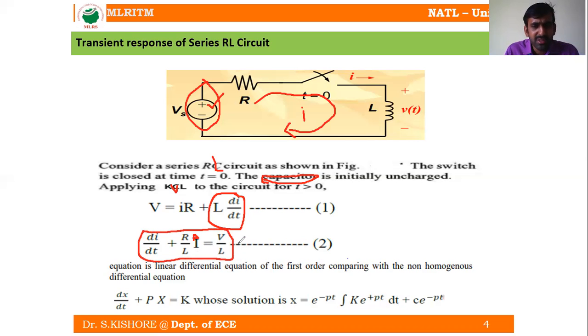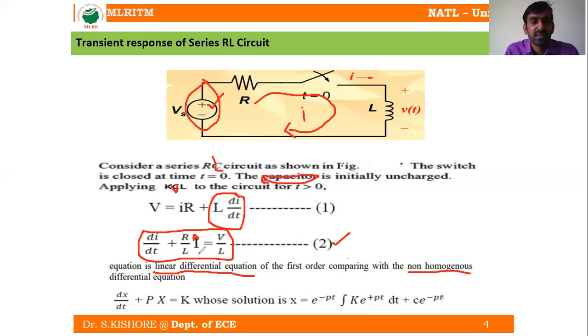Now if we closely observe this equation number 2, you can see it is in the form of a linear differential equation. Which type of linear differential equation? It is in the form of the non-homogeneous differential equation. Why is it non-homogeneous? Because it is in the form of dx by dt plus px equal to k. If it is 0, you can say it is a homogeneous differential equation. But here we have a constant k.